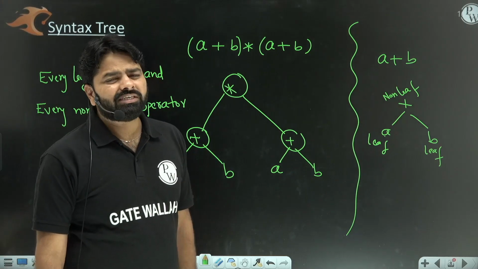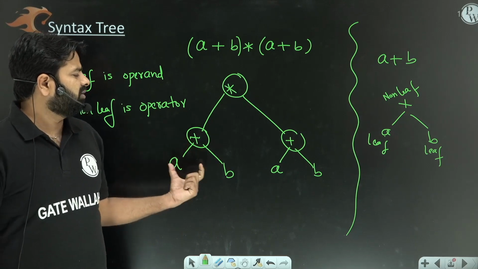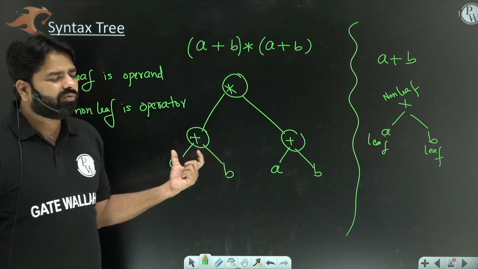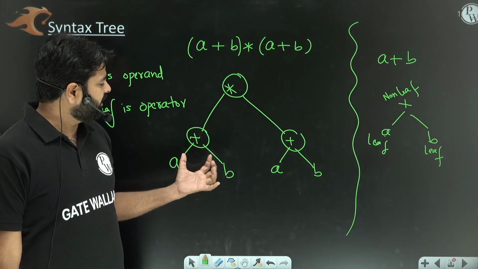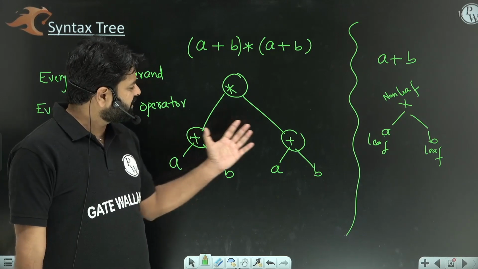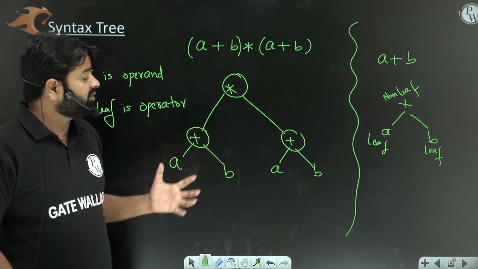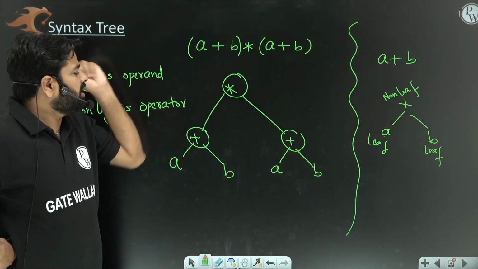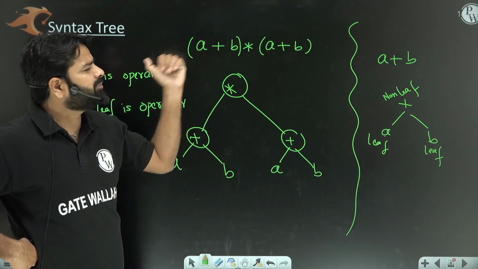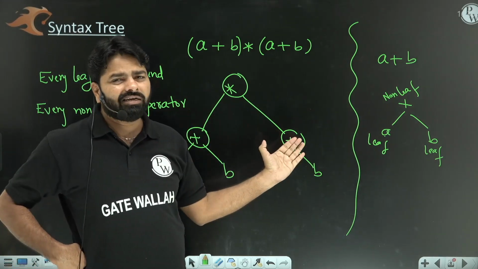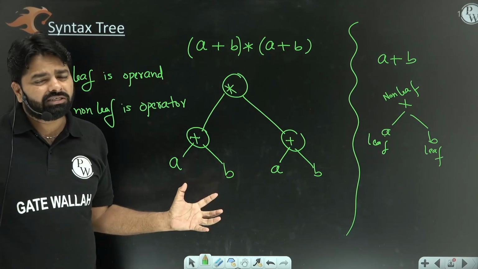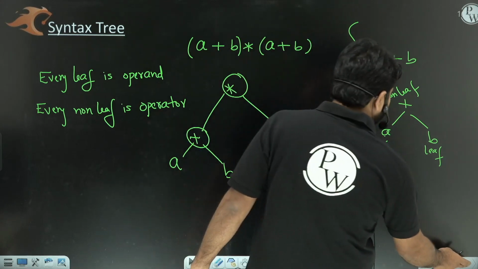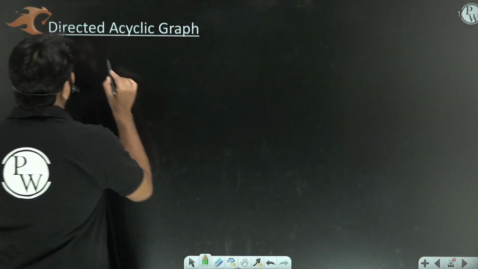What is the problem with the syntax tree here? A plus B is already there, but still you are drawing it again. So you are wasting a lot of nodes and edges here. You are unnecessarily using a lot of space to represent the same thing again. To save space and avoid calculating again and again, see, A plus B was already calculated once and you are calculating it again. So to avoid such things, you can use a directed acyclic graph. So the next representation is the directed acyclic graph.